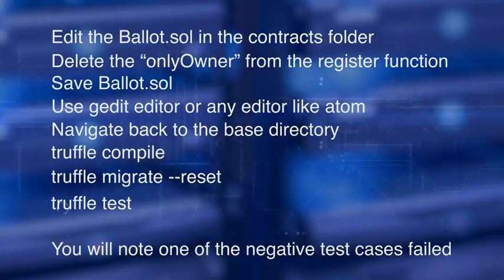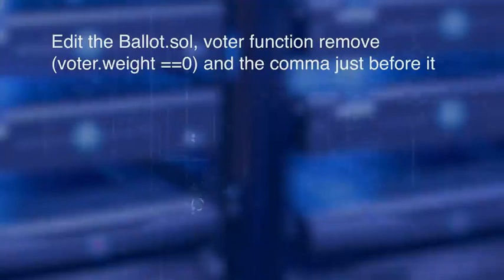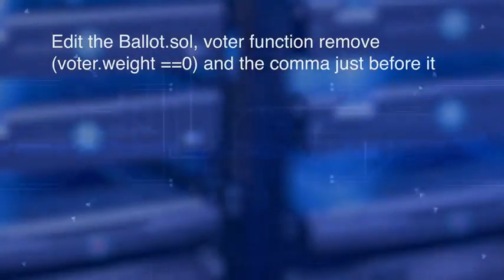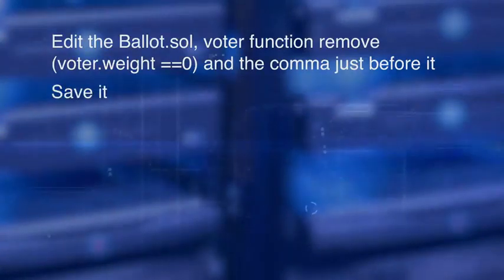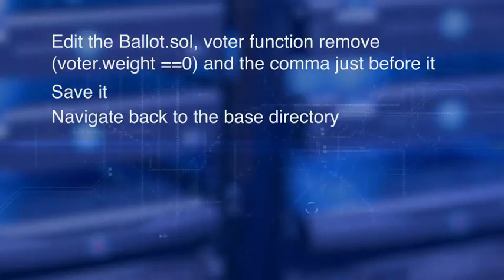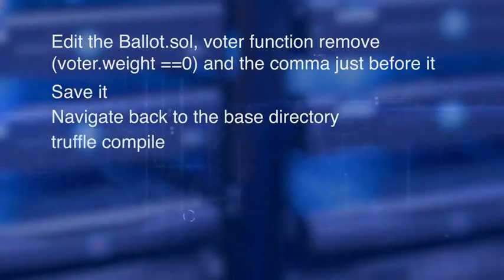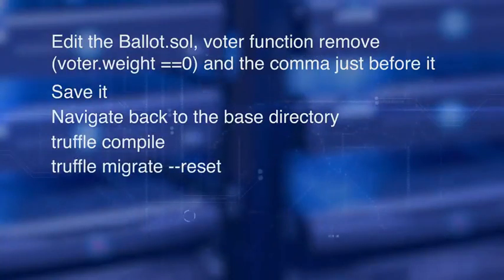For the second negative test, edit the ballot.sol vote function, remove voter.weight equal 0 and the comma just before it, so that it does not check for unregistered voter. This is an error. Save it. Navigate back to the base directory and repeat the process again. Truffle compile, truffle migrate --reset, truffle test.